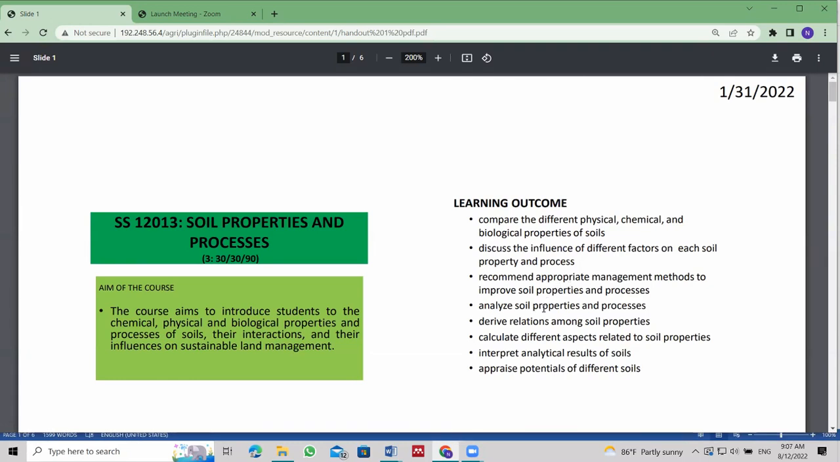Then analyze all properties and processes. So that is as far as practical is concerned, that you should be able to do. Then derive relations among soil properties. You have studied to derive some equations. For example, can anyone tell what kind of equations you studied to derive relations among properties? Deriving some equations. Can anyone tell an example?